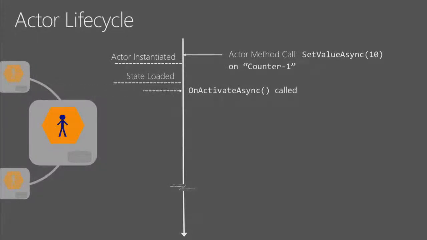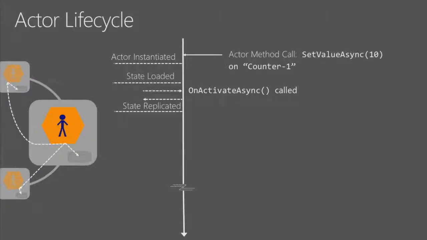We then call what is onActivate async method. So in your actor, you can override a method called onActivate async. This is where you can perform initialization. For example, if your actor state does not have a public constructor, then there is no way for the runtime to be able to instantiate that. So you can check in your onActivate method, hey, is the state null? If it is null, I'll initialize it to some value. Or you may perform any other initialization that you may want, right?